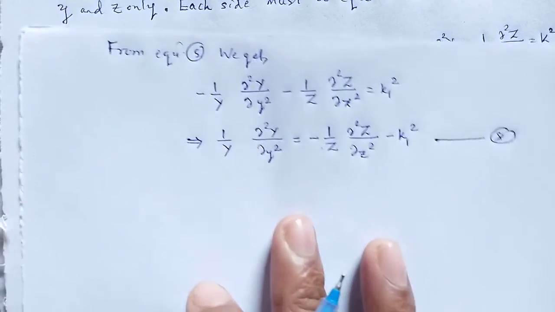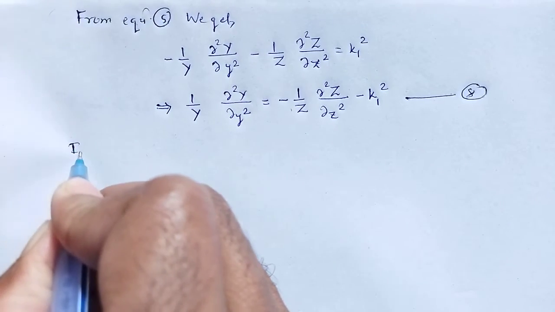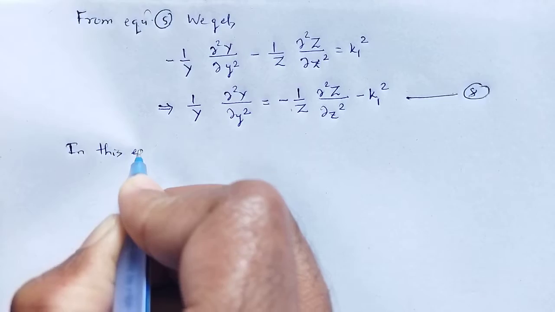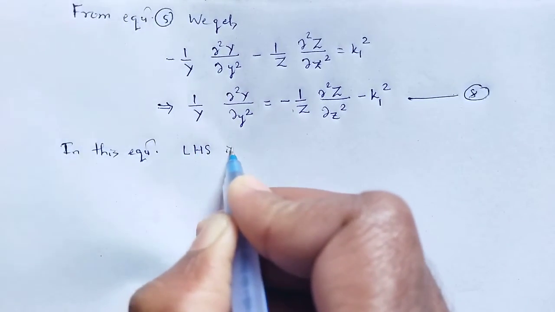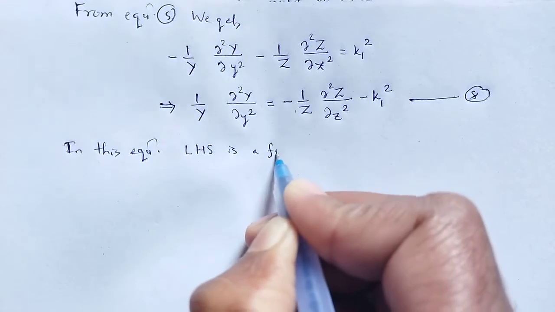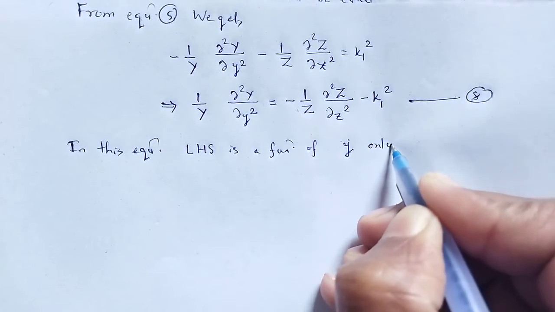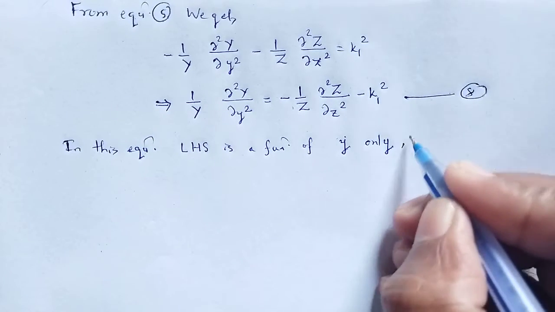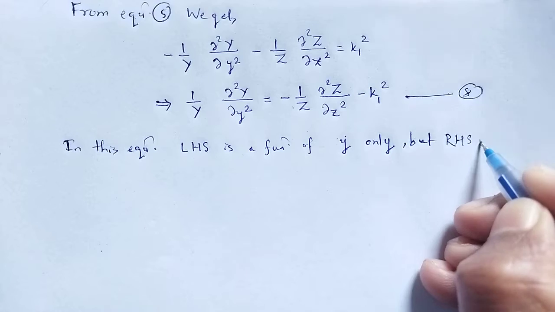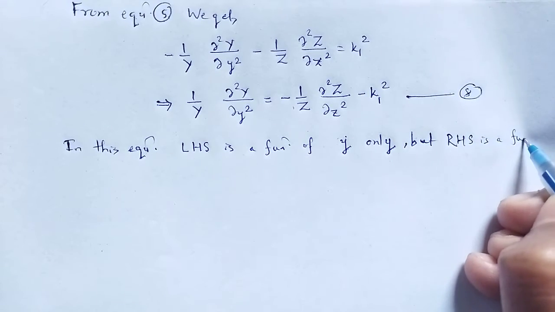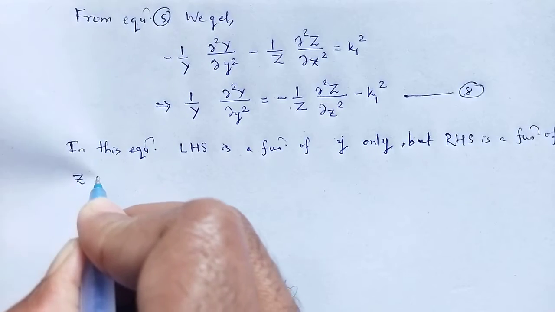In this equation, the LHS is a function of y only, but the RHS is a function of z only.